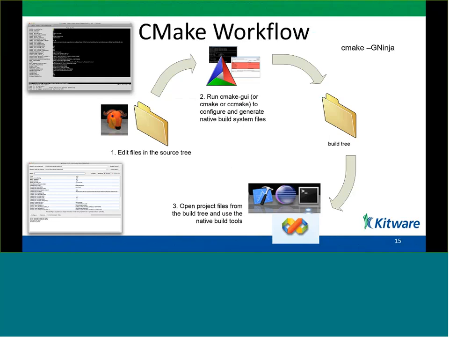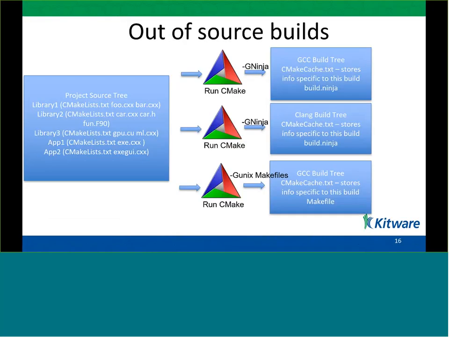The basic workflow: you edit your files in your source tree, you run CMake or one of the CMake GUIs, and this creates a build tree. And then you open the projects and use the build tree. And really, you only need to run CMake once to create this build tree, because CMake will put hooks for itself in that build tree. And if any of the input to CMake changes, it'll make sure that gets updated.